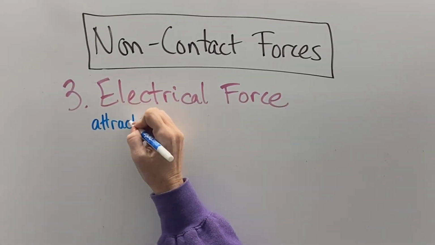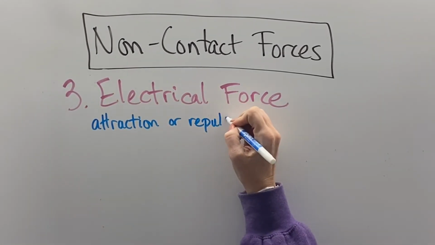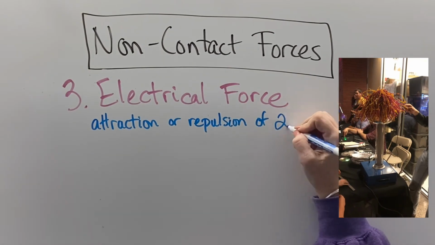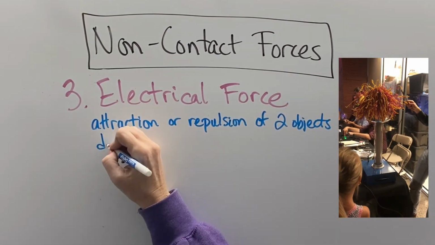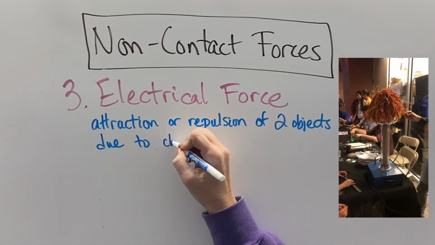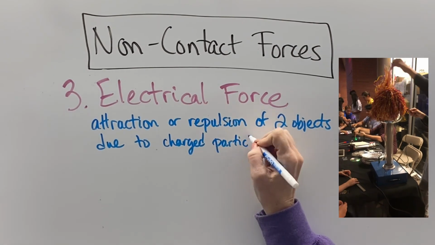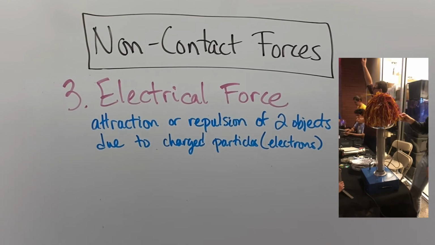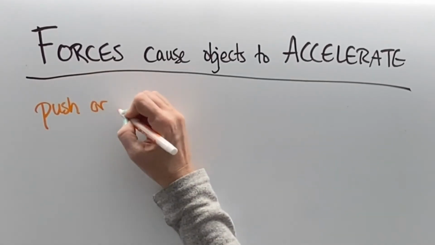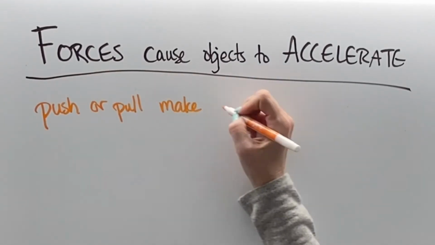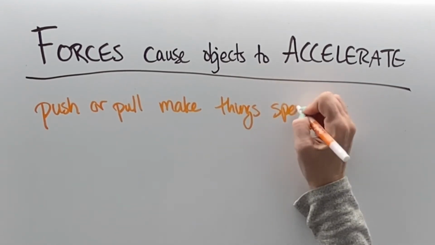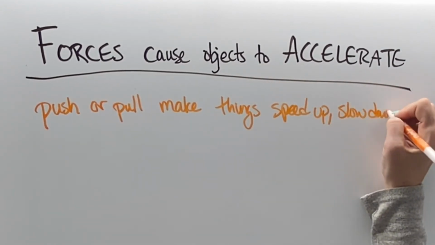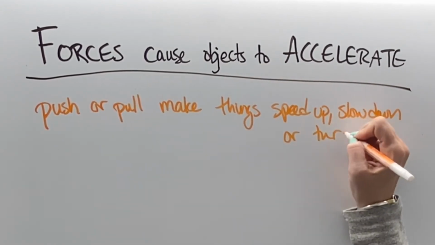And we can see here that magnets will kind of suck into each other and attract each other even when they're not touching. And the final non-contact force is electrical force, which is the attraction or repulsion of two objects based on their electrical flow. And so here we can see the little pom-poms being attracted to that as they move. So forces cause objects to accelerate, which means push or pull make things speed up, slow down, or turn.